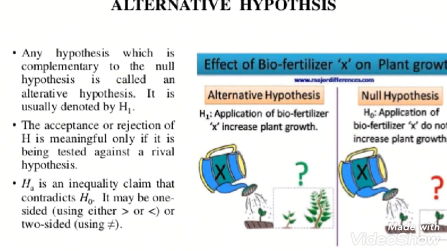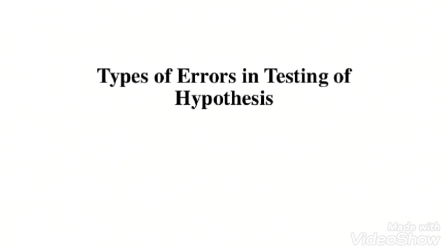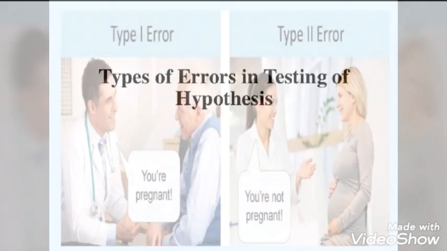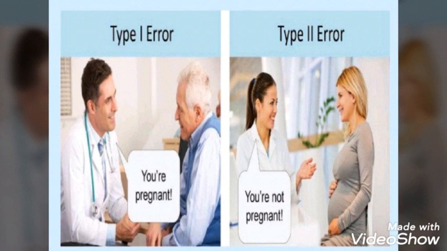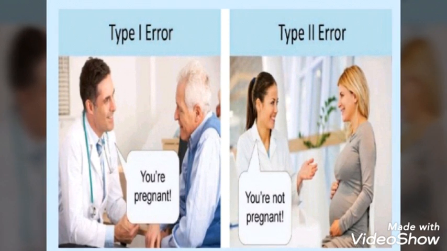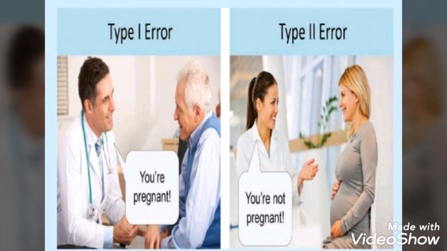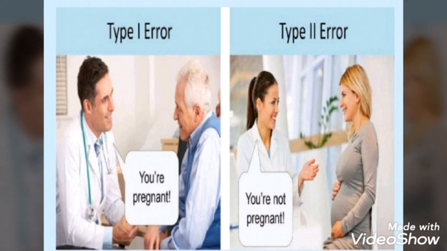Then we'll see the errors. What are the errors in hypothesis? Mainly there are 2 types of errors in hypothesis, that is type 1 error and type 2 error. So you can see the image here. In type 1 error you can see an old man and the doctor is telling the old man that he is pregnant. Then in type 2 error you will see a pregnant woman to whom the doctor says that you are not pregnant. That means this is the error in your hypothesis.